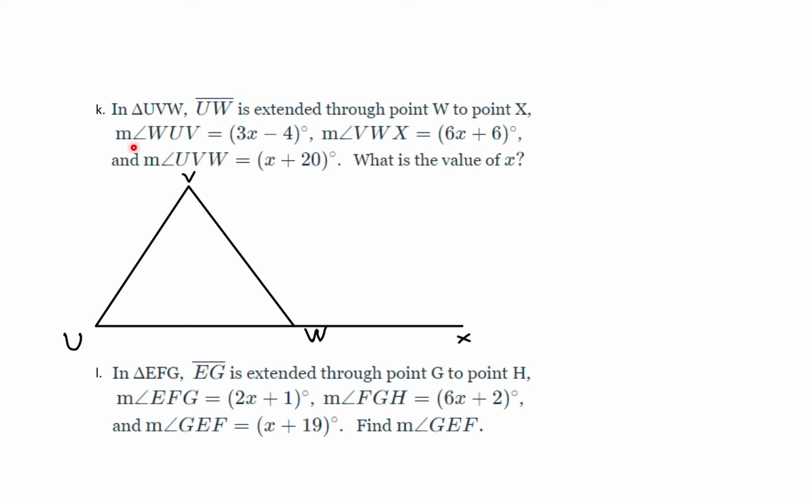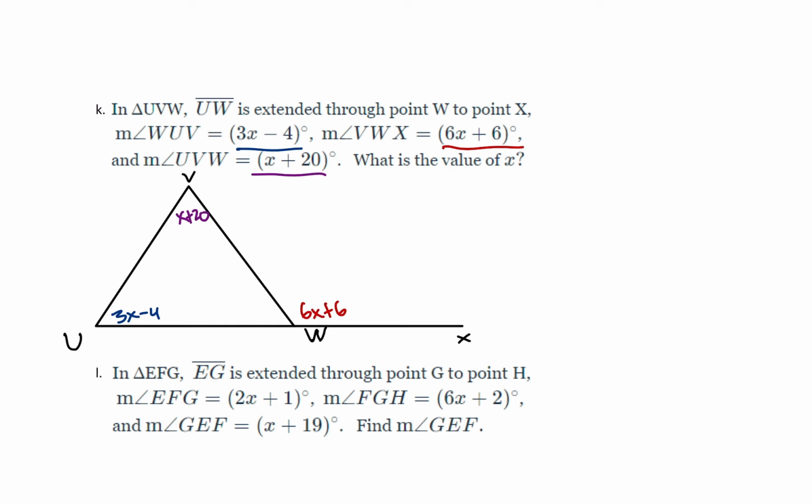Now it says the measure of WUV, this angle right here, is 3x minus 4. So I'm going to label this one 3x minus 4. Now it says the measure of VWX, this outside one, that is 6x plus 6. And then the measure of UVW, this one right here, that is x plus 20. So I'll label that one x plus 20.